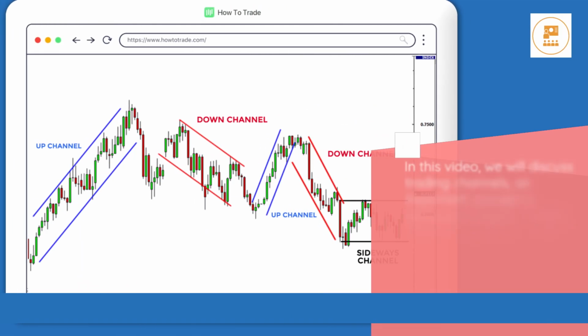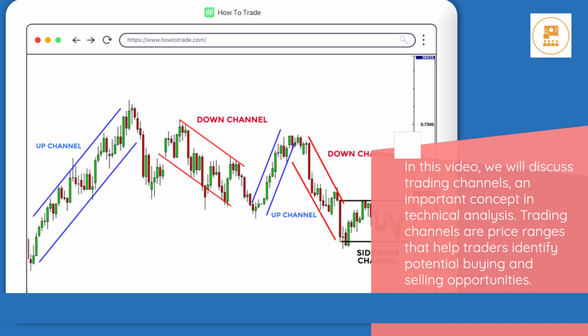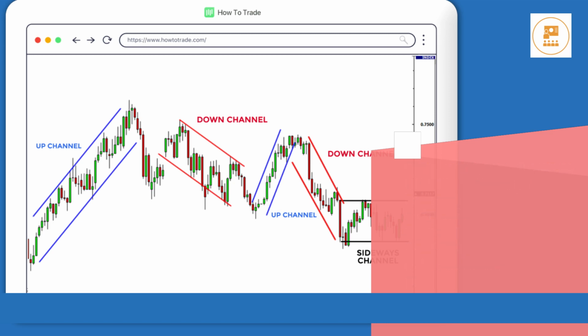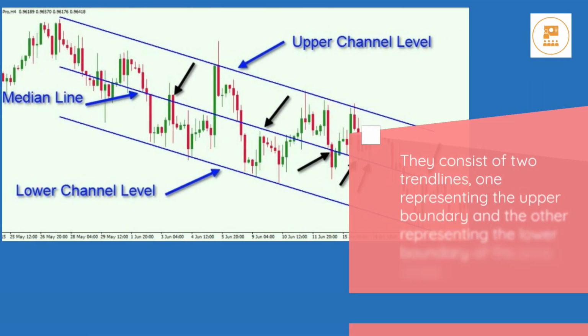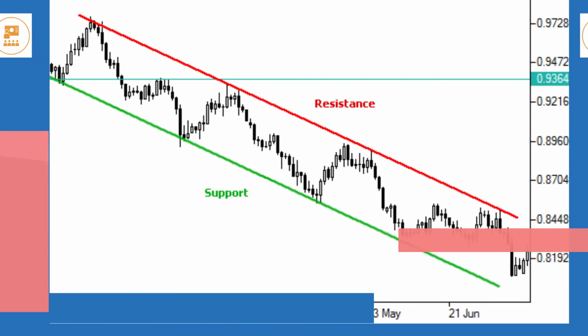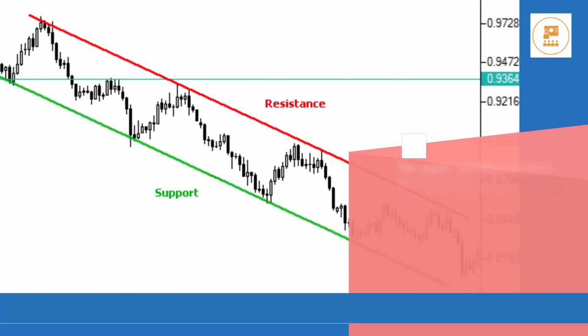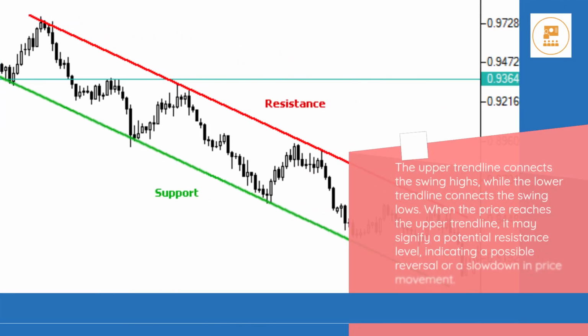In this video, we will discuss trading channels, an important concept in technical analysis. Trading channels are price ranges that help traders identify potential buying and selling opportunities. They consist of two trend lines, one representing the upper boundary and the other representing the lower boundary of the price range. The upper trend line connects the swing highs, while the lower trend line connects the swing lows.